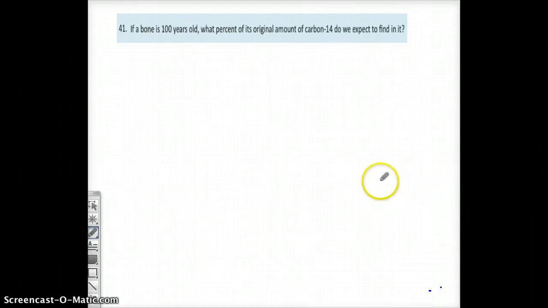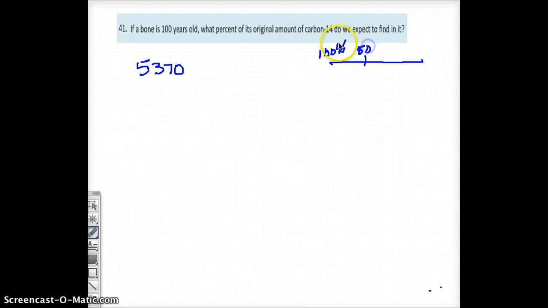I don't know. All right, if a bone is 100 years old, what percent of its original amount of carbon-14 do we expect to find in it? Now remember, the half-life of carbon-14, I think, is 5370. I better go check that. Okay, I'm back, okay? Now look, I want to explain this, okay? Let's say someone has $100 and they go through half their money in one day. After one day, they have 50. After another day, 25. See, you get the idea of half-life? Now, we have a question that says a bone is 100 years old.